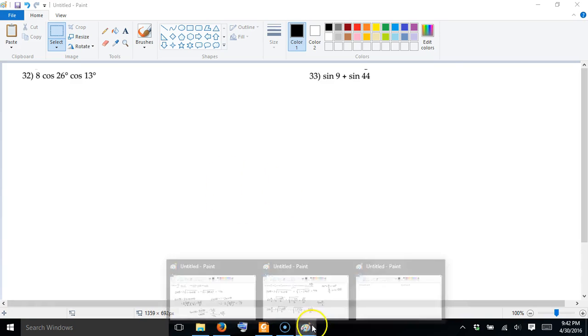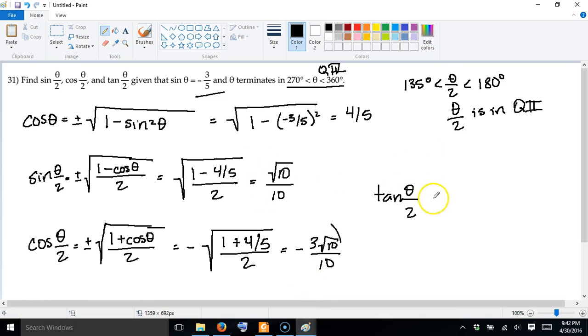Okay, so here we go. It is the square root of 10 over 10 divided by negative 3 square root 10 over 10, which ends up equaling, this cancels out, we get negative 1/3. And we're done with that one.